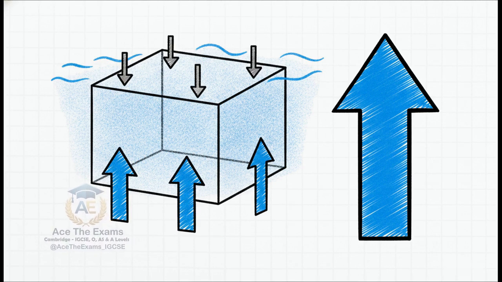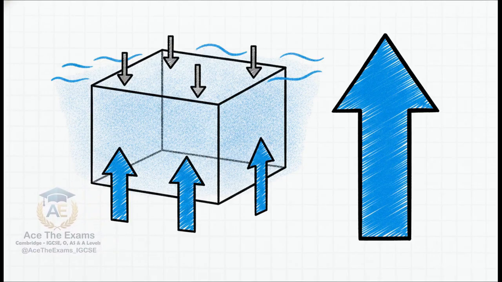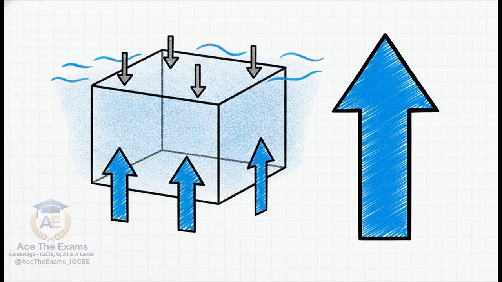Point 4. The link. This fundamental difference in opposing forces creates a net upward resultant force, which we officially define as upthrust. It's simply the natural, unavoidable result of pressure increasing with depth, effectively pushing the object upwards from below. That is how you structure a top-tier paragraph.